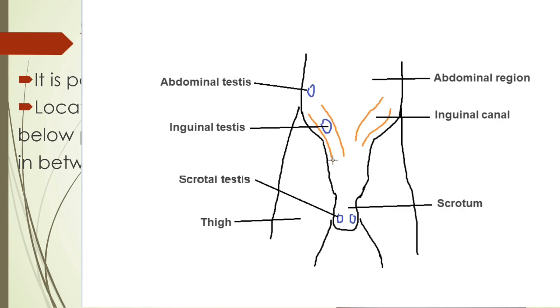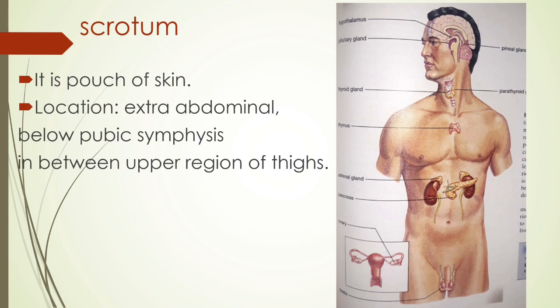Okay, so if you see in the figure, you can see the labeling given there, that is the abdominal cavity, and just below that, you can see the scrotum is shown. So the scrotum is found outside the abdominal cavity, and hence it is said that the scrotum is extra abdominal. Okay, and second thing about the location, the scrotum is found below the pubic symphysis. Okay, that also you can see in the figure.